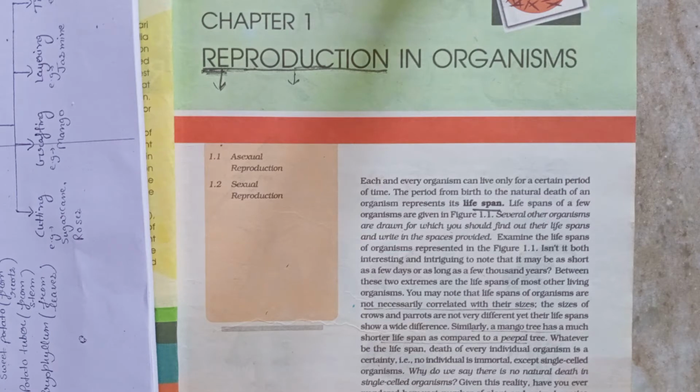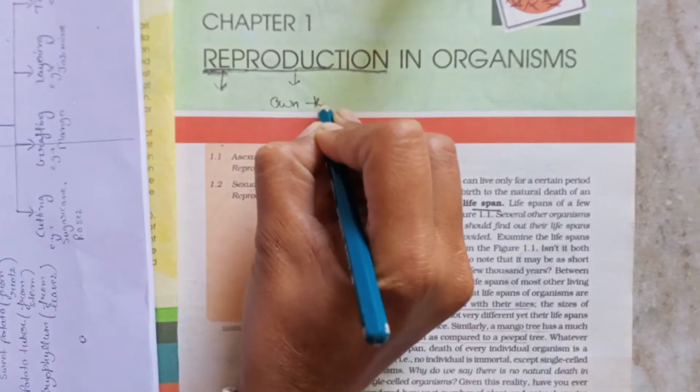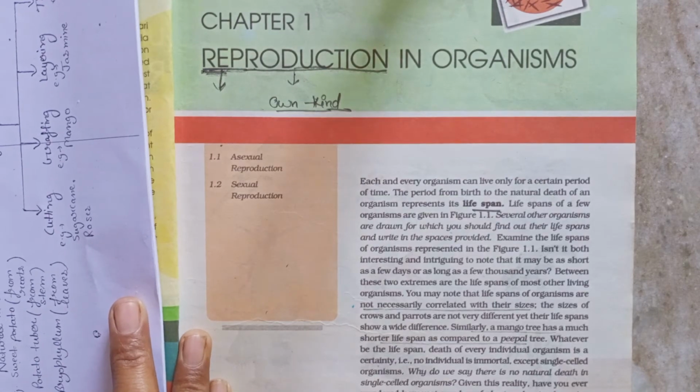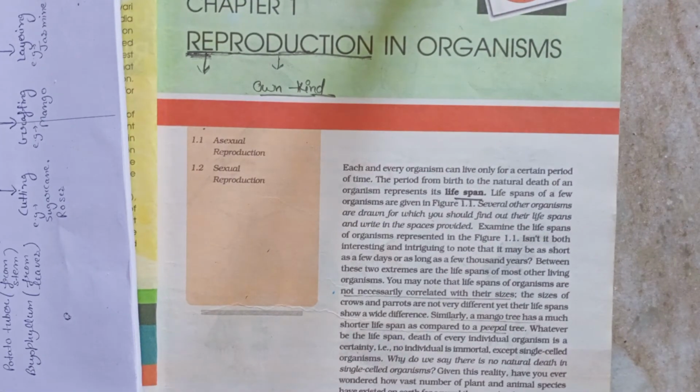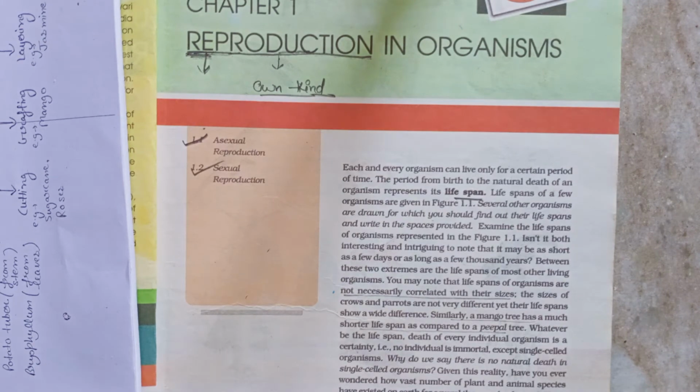But when we talk about living organisms, the word is reproduction, meaning to give birth to young ones of their own kind. Here, own kind is very important. अपने ही जैसे दूसरे ऑर्गेनिज्म को जन्म देना, that is called reproduction. I think you are all aware of the meaning of organism. In this chapter we are going to discuss the types of reproduction, that is asexual reproduction and sexual reproduction.